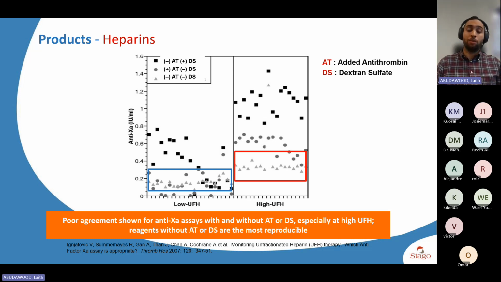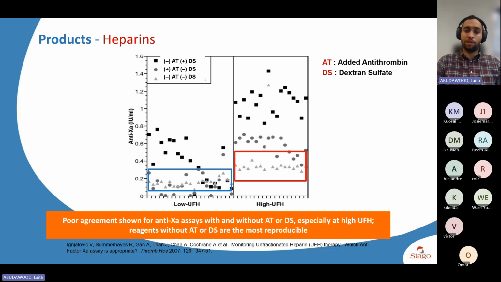Some studies actually found that when these two variables are combined, the antithrombin presence in the reagents and the dextran sulfate presence in the reagent, then the most reproducible kits are the ones that contain no antithrombin and no dextran sulfate, which is the case of the anti-Xa kit from Stago. So this means that we will give you the best results possible, at least based on these evaluations, which are not just done by Stago. There are white papers from Stago, but also many other studies. And few kits in the market at this point contain no antithrombin and no dextran sulfate at the same time.